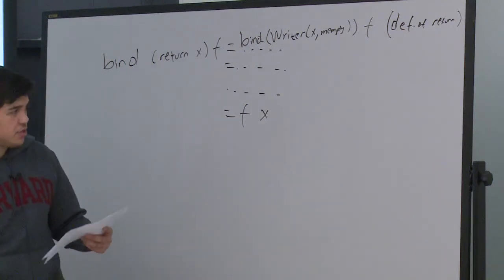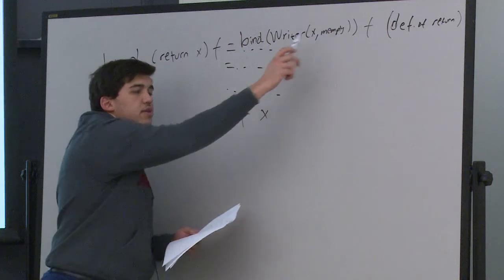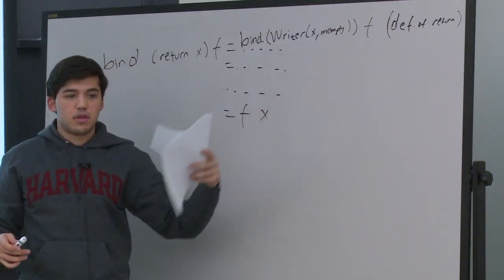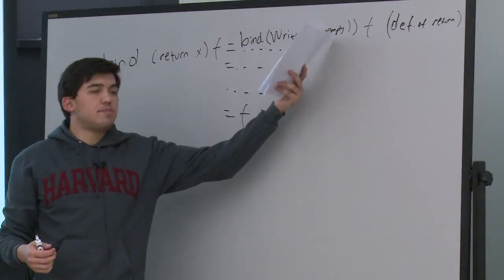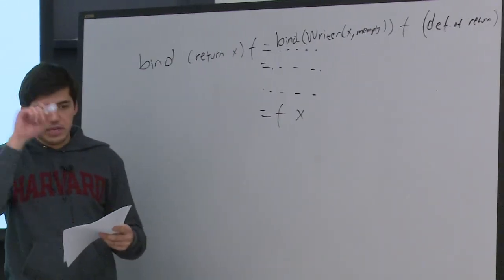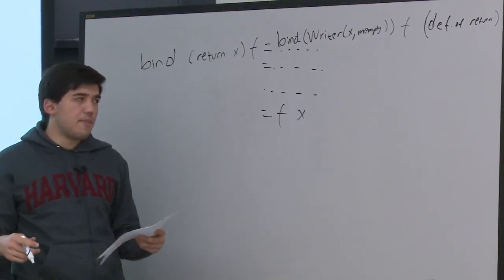Let me ask you guys a question. What does mempty represent? Right here, the keyword. What does mempty represent? The unit value, right? Or it's like an empty list, basically. Yeah.